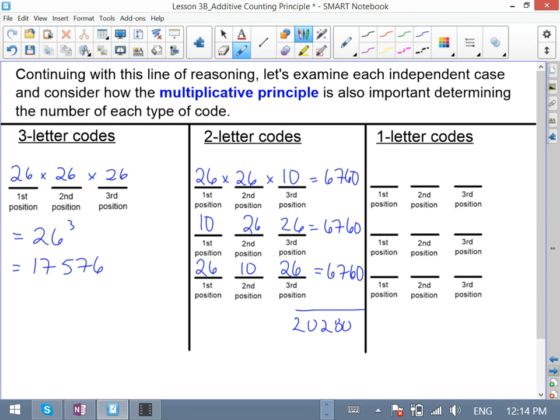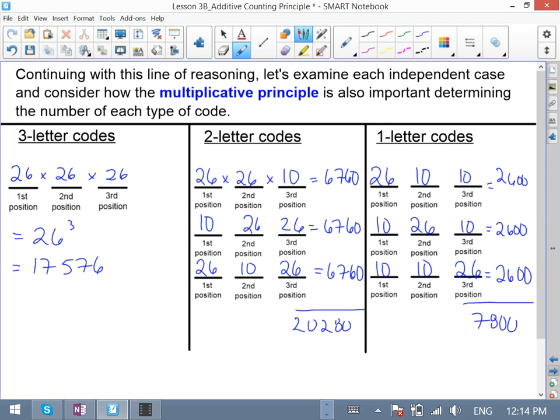So with our one-letter codes, again, only one letter is possible, so it could occupy any one of these positions, and the remaining would be made up of numbers. So in each of these situations, we end up with 2,600 codes, where the letters and numbers happen to be in different orders. And according to that, we have 3 possibilities of 2,600 different codes for a total of 7,800.